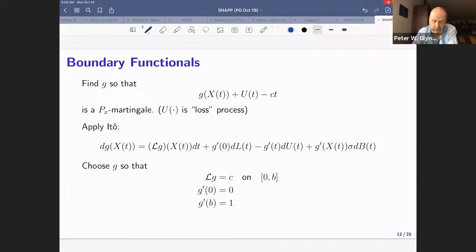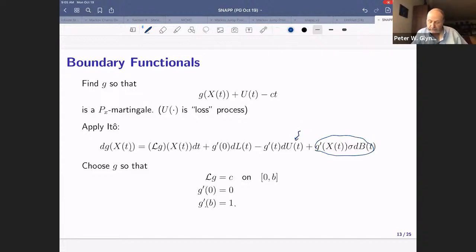What we're aiming for is that we find a function g such that the differential of g(X(t)) plus dU(t) minus c dt is equal to the stochastic integral. Again, a stochastic integral we know is going to be a local martingale. And so what is it that we need to do to achieve that? Well, you want to put Lg equal to c on the interval (0,b). You want to put g's derivative at 0 equal to 0, and we want to put g'(b) equal to 1.